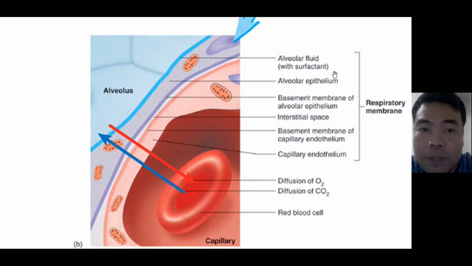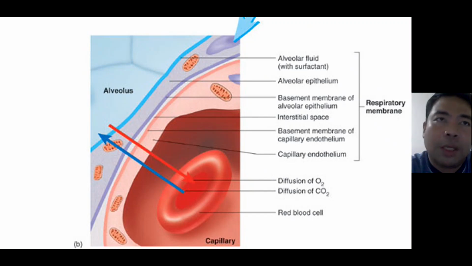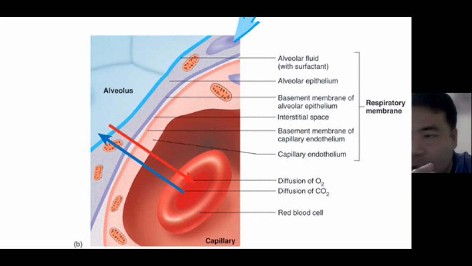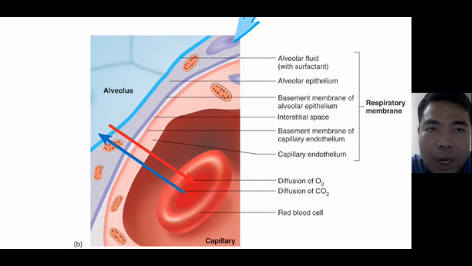What is the main purpose of that surfactant? Surfactant decreases the surface tension of the alveolus. Yung alveolus kasi natin, meron niyang surface tension. Okay? It's like a balloon. Ang ating alveolus, parang rubber balloon yan. You know what a rubber balloon is. Yung mga lobo. Di ba? It's made up of rubber na, di ba?